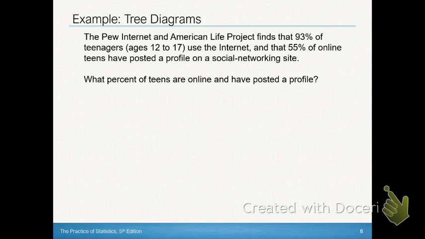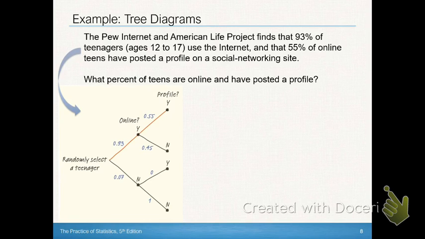Here we're going to look at another example. So these events are dependent. So here we want to find the probability that teens are online and have a posted profile. So we know that 93% of teens have internet access and 55% of them have some sort of posted profile. So we want to find the probability that they have both. This is where a tree diagram really comes in handy. So the 93% is showing up here. So the probability that they're online.